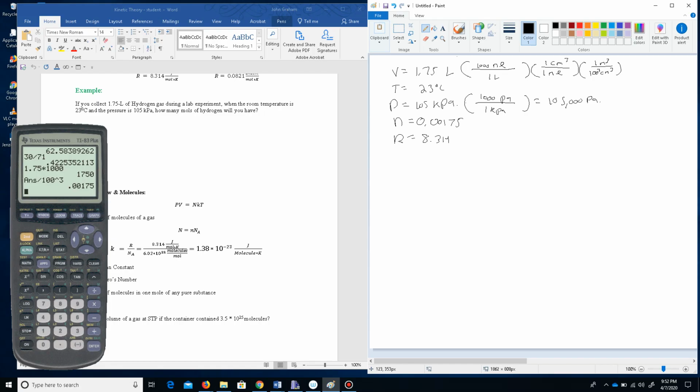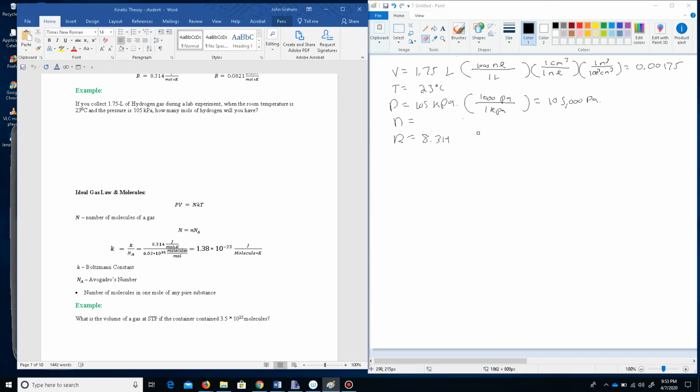Now we could have taken this, converted this actually to atm, and used the other R constant. And that's actually how I did my notes. But I kind of jumped the gun here, and so that's why I had to convert it this way. Wait, I'm sorry, that's not n. I jumped the gun on that. That's your volume. We haven't figured out n yet. So now let's figure out n.